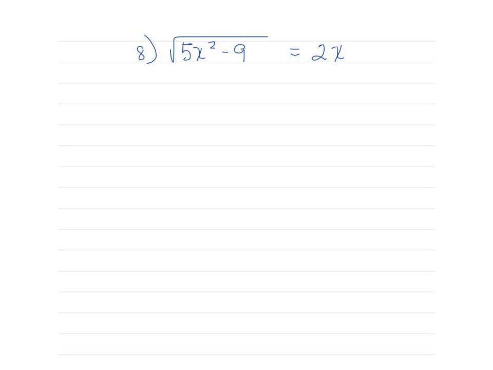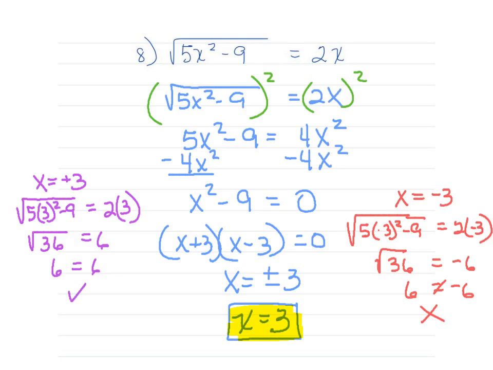Work on number 8 on your own. Pause the video now, come back and check your work. Problem number 8. You should have gotten two solutions, positive 3 and negative 3. And by going back to check, we learned that negative 3 is an extraneous solution. So the solution is x equals positive 3.